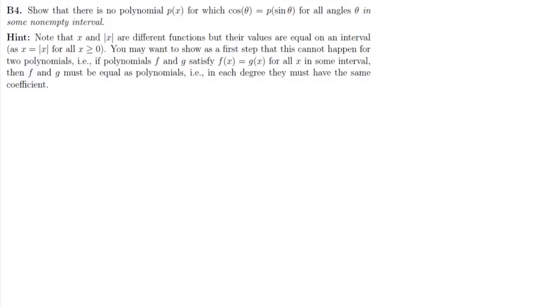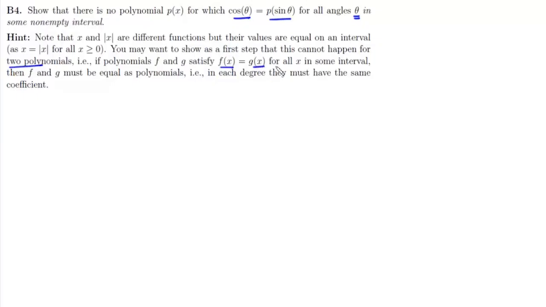Show that there is no polynomial p(x) for which cos theta equals p(sin theta) for all angles theta in some non-empty interval. Now it says, in the first step, you may want to show that this cannot happen for two polynomials. That is, it cannot happen for f and g.